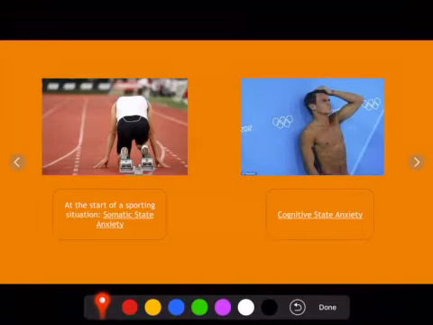There's an example of somatic state anxiety. Your body is going to be, your heart rate's going to be going through the roof. You're going to be extremely aroused. Whereas cognitive state anxiety, old Tom there is obviously feeling a little bit anxious and thinking, so the cognition of anxiety.